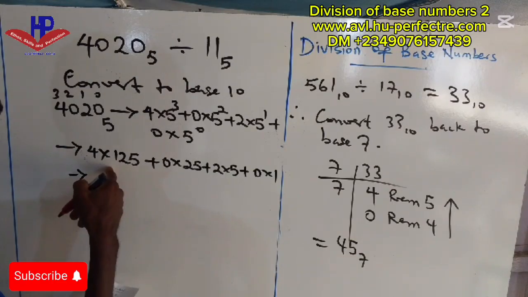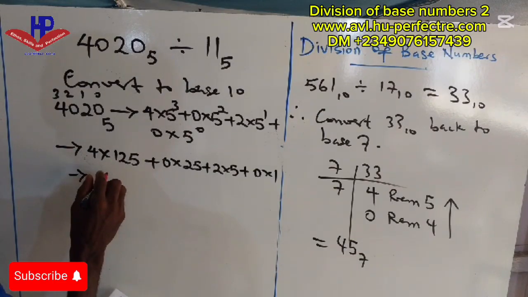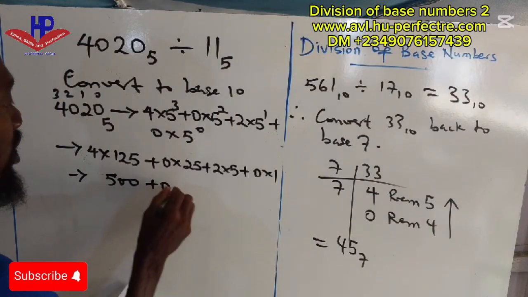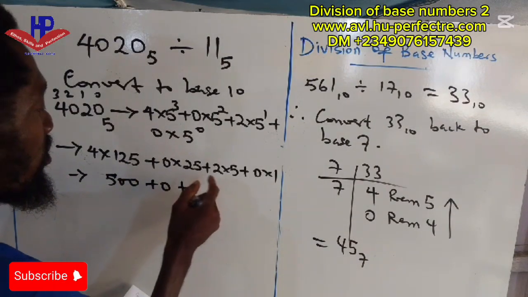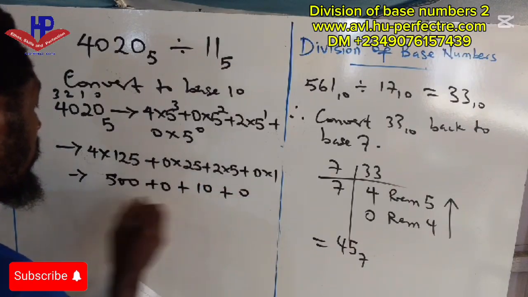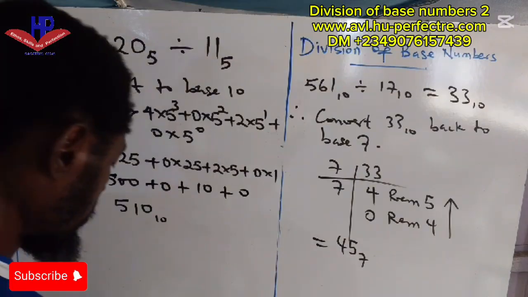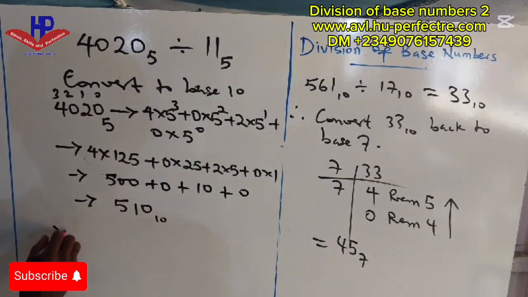If we multiply this, we're going to have 500 here. 4 times 125 is 500, plus 0 plus 10 plus 0. This will give us 510 in base 10.